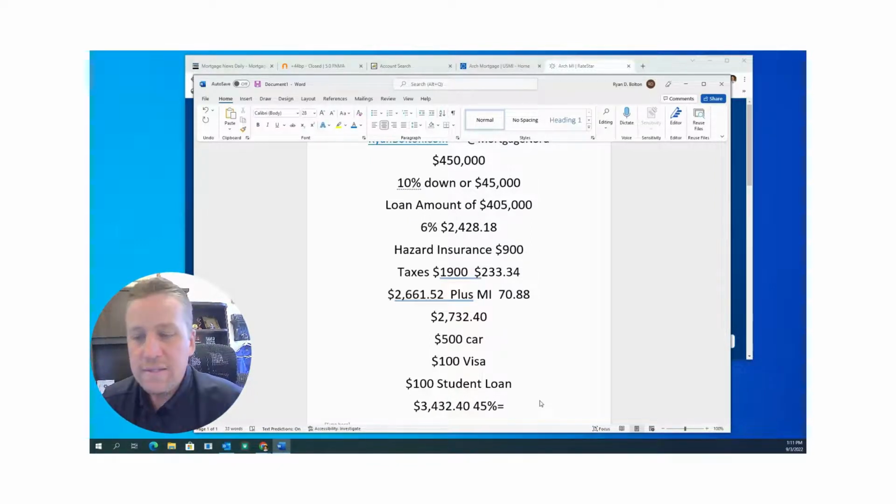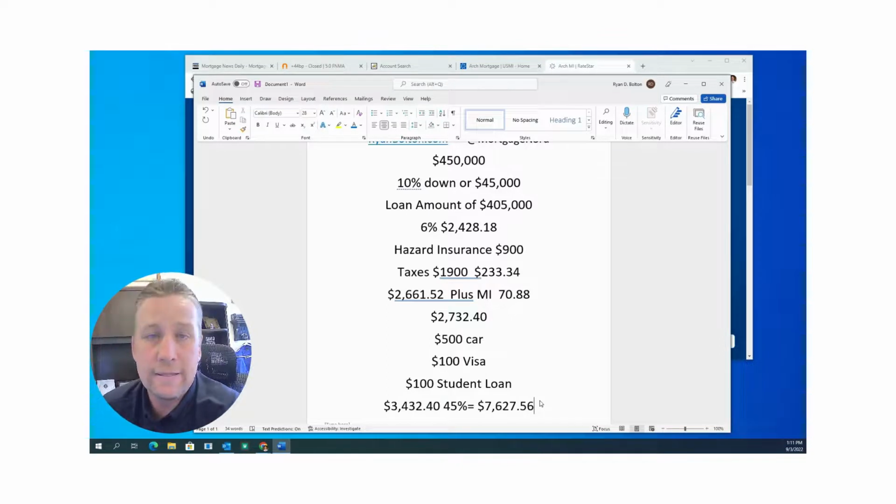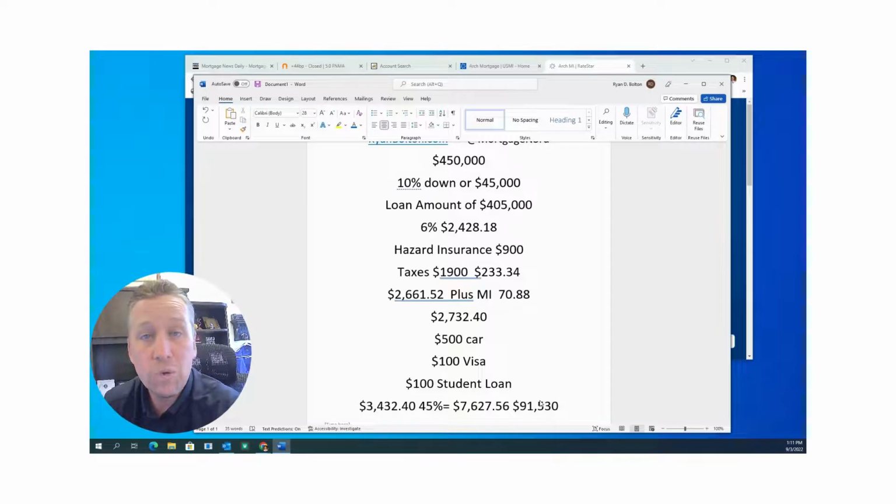So that means to qualify for that amount of debt, we divide that by 45%, and we have to make $7,627 and I'll round it up again, 56 cents. So let's times that by 12. That is about 92,000 a year. So 91,530 is what you'd have to make per year. Now that's household income. If there's two borrowers, just like we did up on the mortgage insurance, we put two borrowers on there. So that gives you a rough idea.